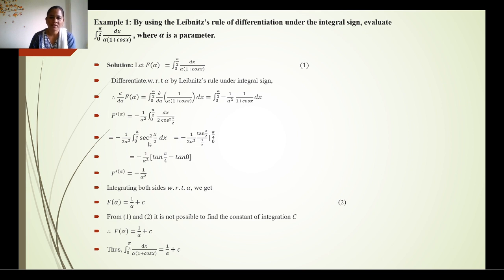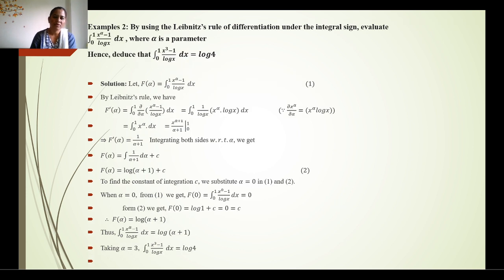Integral of secant square is tan, then tan with the limits. The x by 2 integration is 1 by 2, from 0 to pi by 4. Then minus 1 by alpha square, here 2 gets cancelled, then the upper limit tan x is pi by 4 minus the lower limit tan 0. Then f dash of alpha is equal to minus 1 by alpha square, tan 45 degrees is 1, tan 0 is 0. We get the differentiation is minus 1 by alpha square.